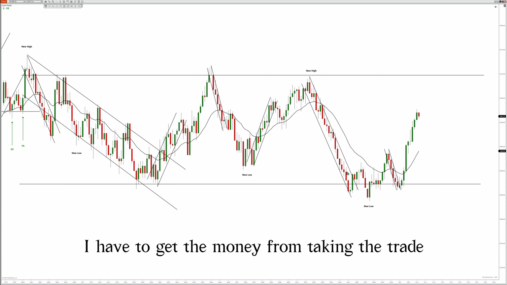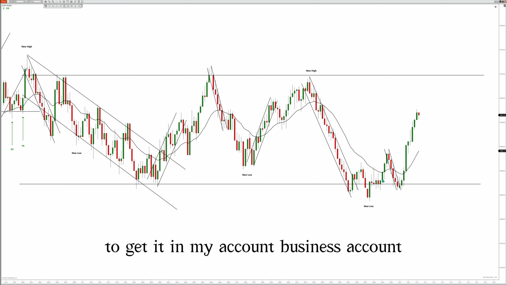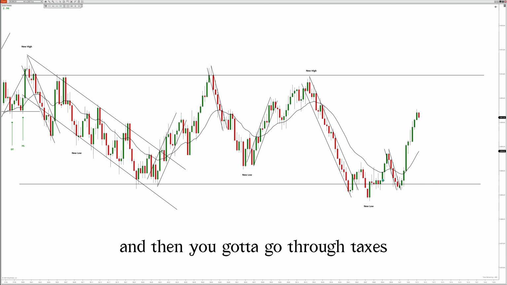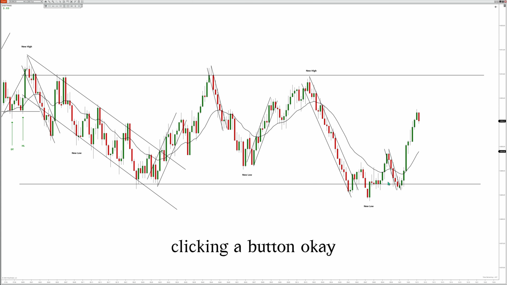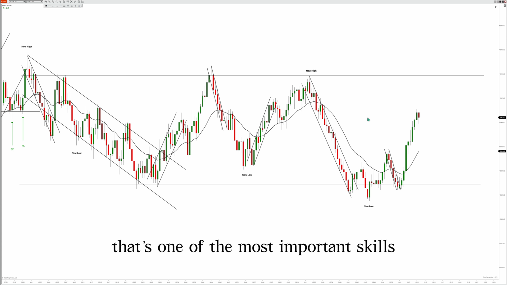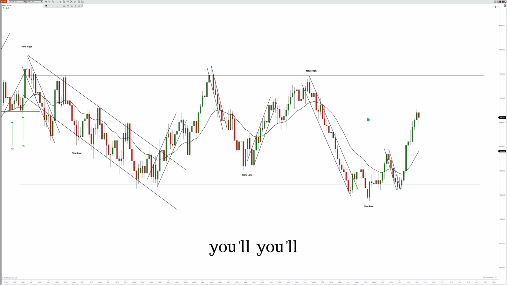I have to get the money from taking the trade, and then I have to go through the whole process to get it into my account, business account, and then you've got to go through taxes and all these things, right? That's a later problem. Right now, you're just sitting in front of information, clicking a button, okay? That's one of the most important skills you can have in trading. If you can lock that in, dude, you'll be so wealthy, it's insane, okay?